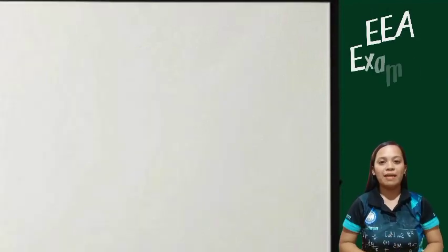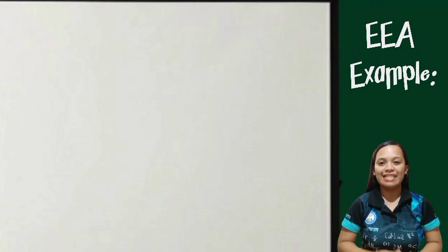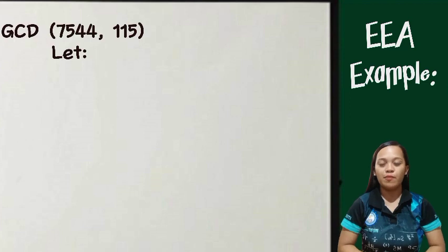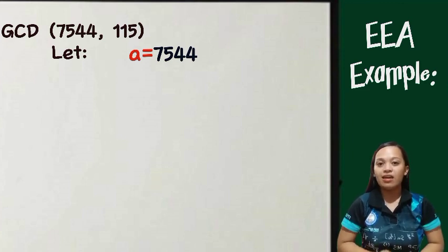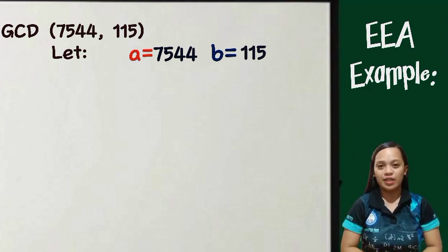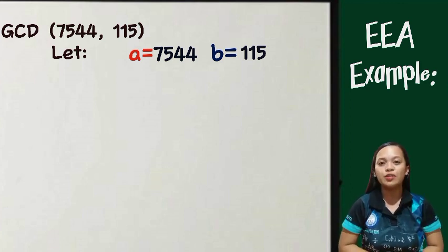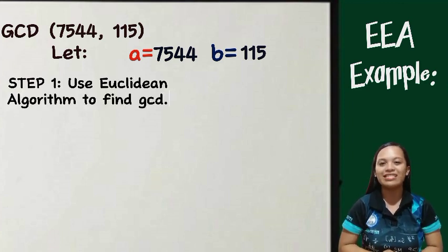Let's move on to an example of the EEA, the extended Euclidean algorithm. I cite an example here: 7,544 and 115. Let A equal 7,544, our dividend, and B equal 115, our divisor. To get the EEA, we have two steps to follow. First, use the Euclidean algorithm to find the GCD. We all know how to calculate the GCD, since it was in the previous discussion.